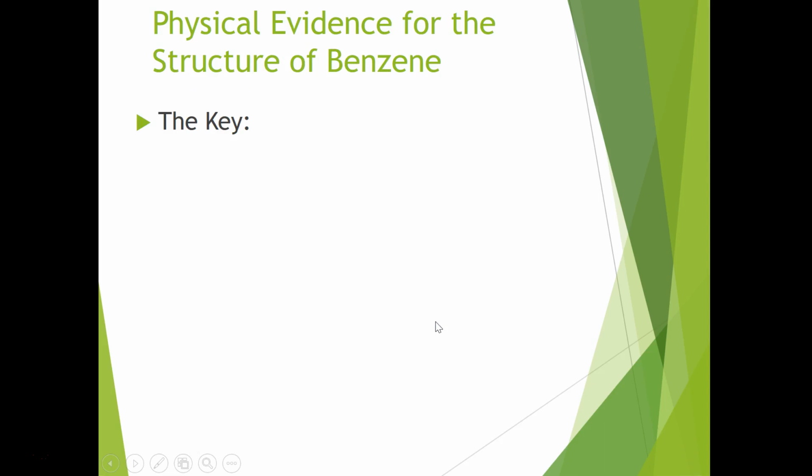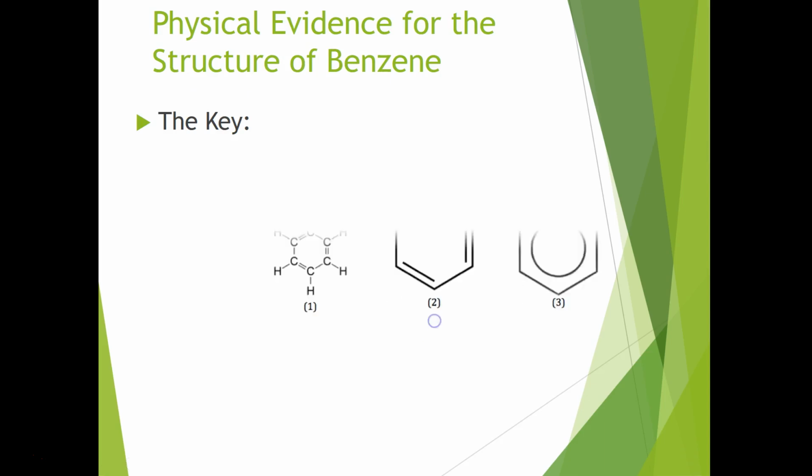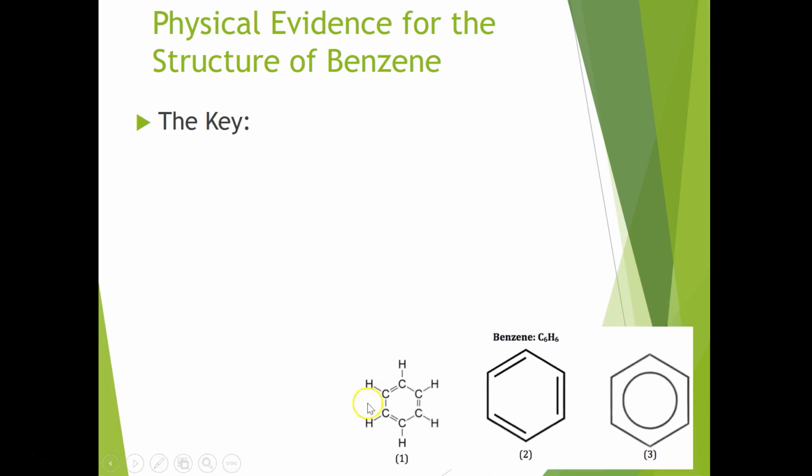Okay, so what we need to know is physical evidence for the structure of benzene. All right, so we know that benzene looks like this. It's a hexagonal ring with one hydrogen coming off from each carbon and alternating double and single bonds. You can also see it written most often as the skeletal structure of benzene, or sometimes just a hexagon with a circle in the middle.